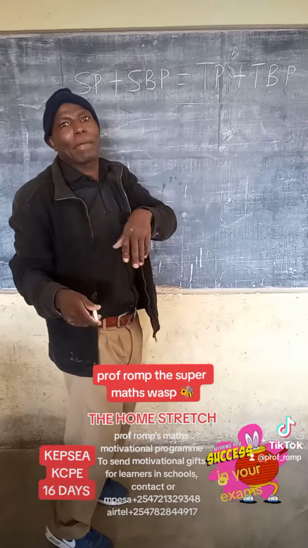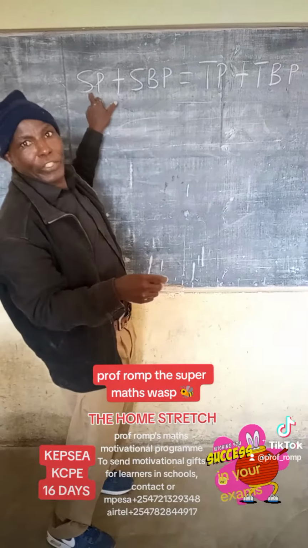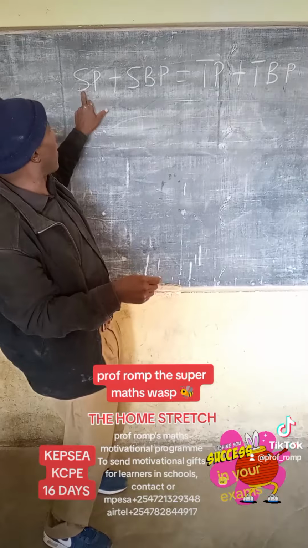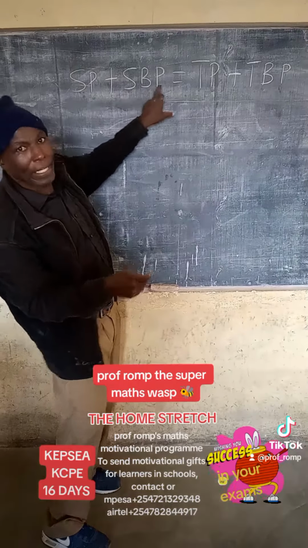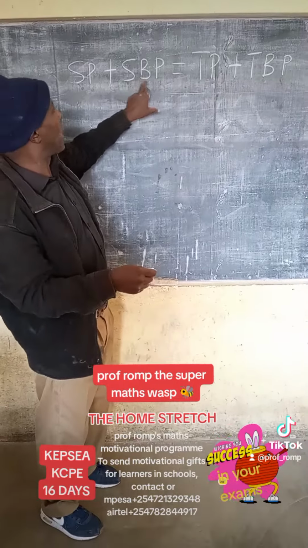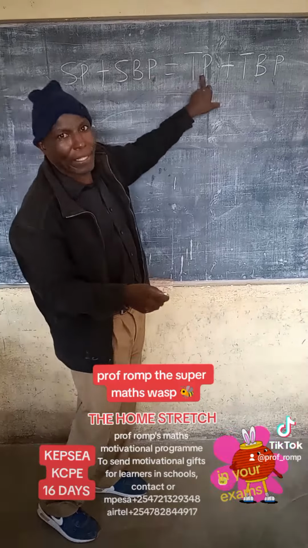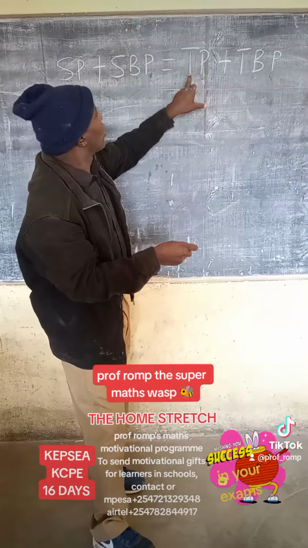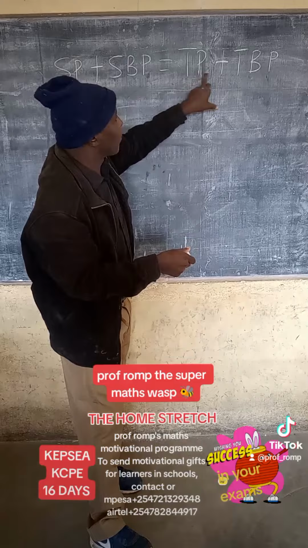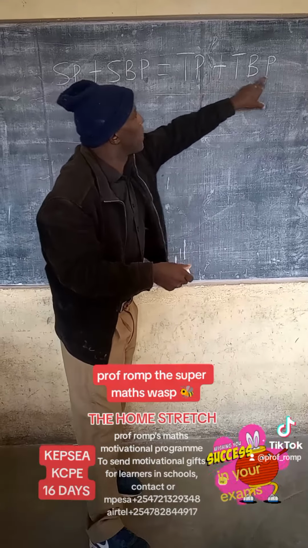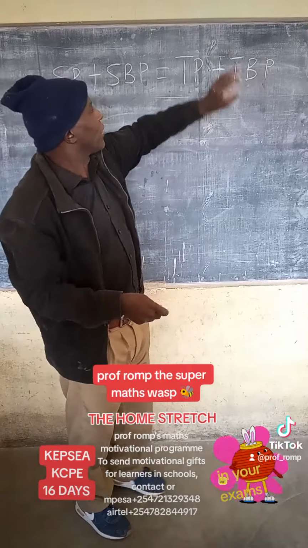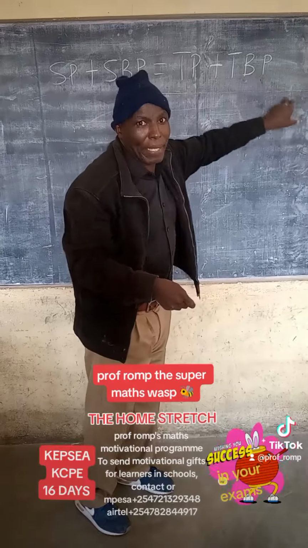And in the world of mathematics, SP initializes square prism, SBP initializes square base pyramid, TP initializes a triangular prism, and TBP initializes triangular base pyramid.